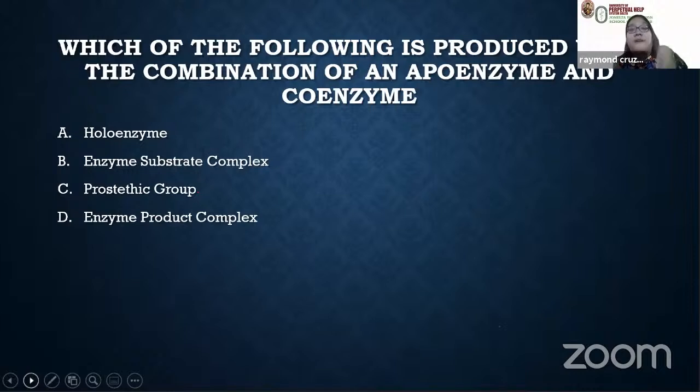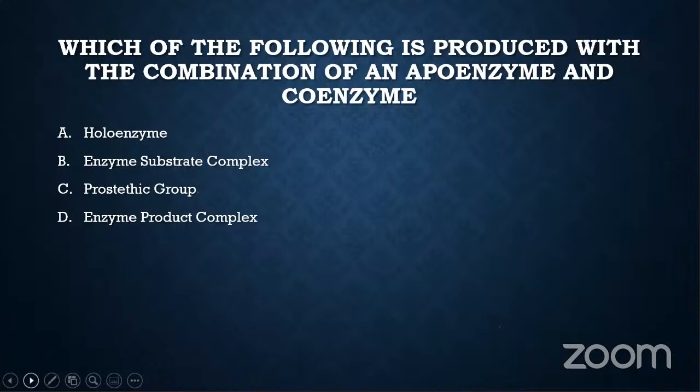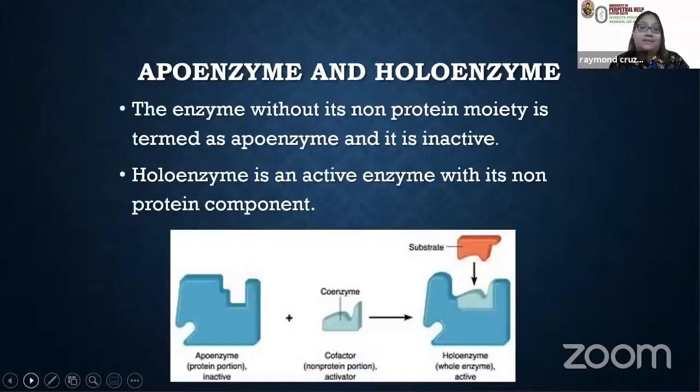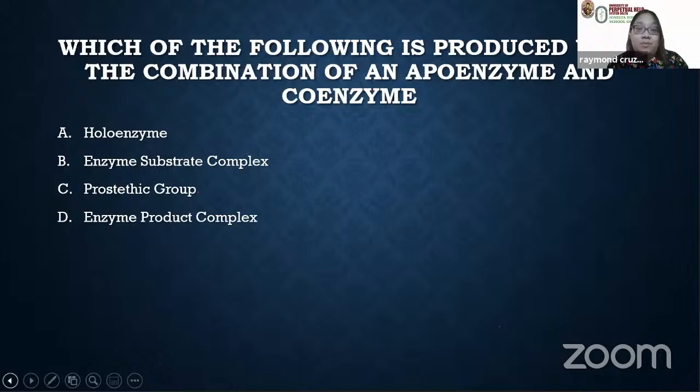Next, which of the following is produced with the combination of an apoenzyme and a coenzyme? Holoenzyme, substrate complex, prosthetic group, or enzyme product complex. The answer is holoenzyme. It looks like you know this at the back of your head. The enzyme without its non-protein moiety is termed your apoenzyme, and it is inactive. Holoenzyme is your active enzyme with its non-protein component.